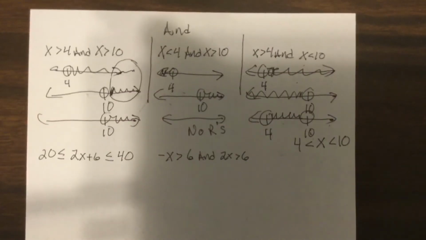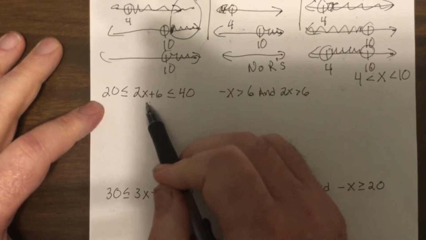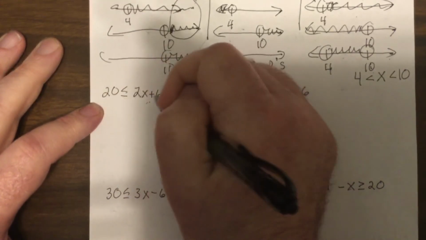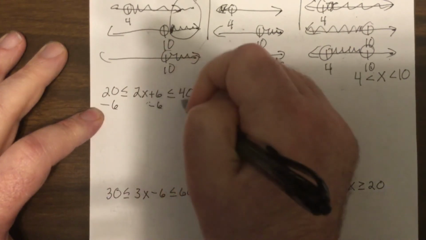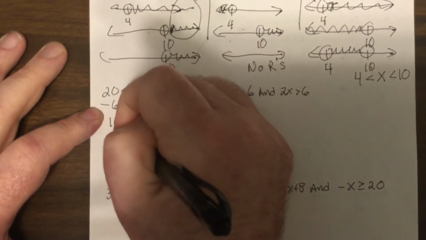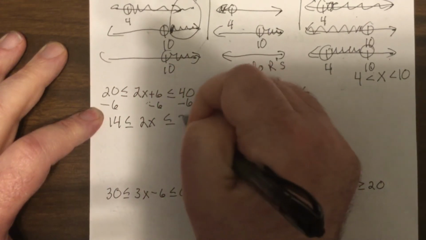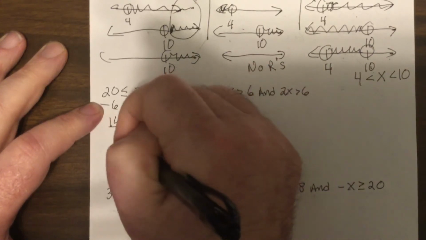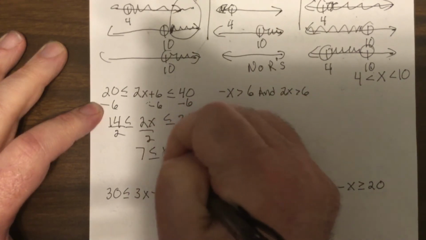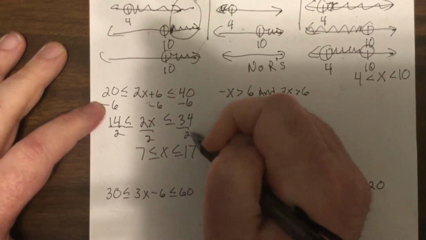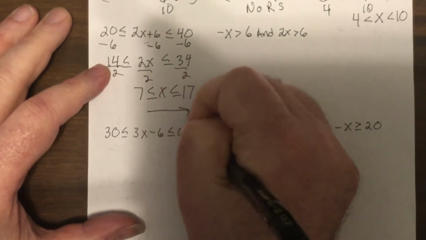Oops, kind of added off the page a little bit. So, and is the only one that can be written this way. Now the way I solve it is get a 1x in the middle. So I'm going to subtract 6 to get rid of the constant. So I'd have 14 is less than or equal to 2x, which is less than or equal to 34. Then divide by 2. 7 is less than or equal to x, which is less than or equal to 17. So that means I want everything between 7 and 17.